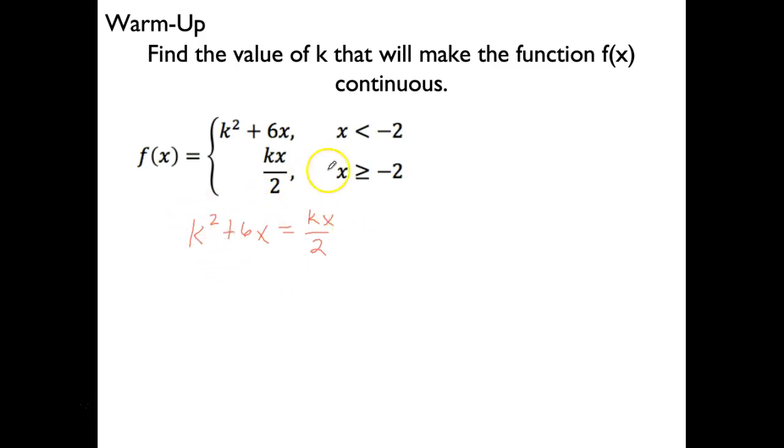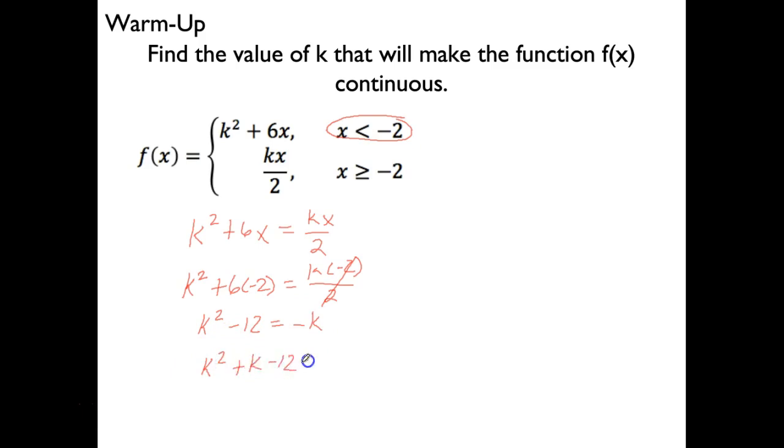So there has to be something else we know, and we know that we are trying to find out what's going to make it continuous when x is equal to -2. So we can plug -2 in for the x. So we have k squared plus 6 times -2 equals k times -2 over 2. And then we can just simplify this. So we get k squared minus 12 equals -2 and 2 can cancel, just leaving you with the negative, so negative k. And then you can move over the k, and you have k squared plus k minus 12 equals 0, leaving you open to factoring and solving for the k values that would make this continuous.